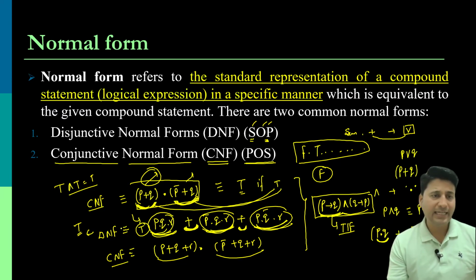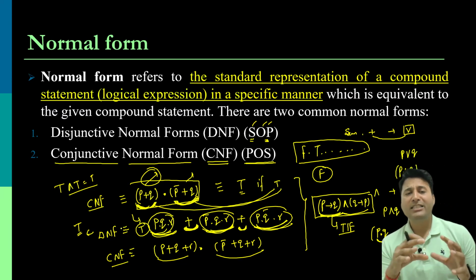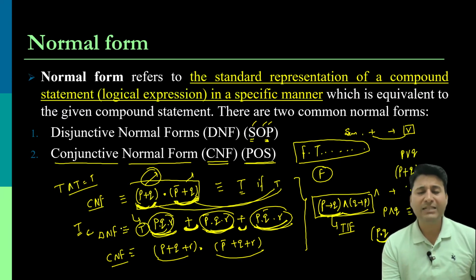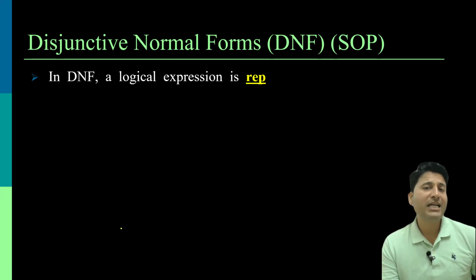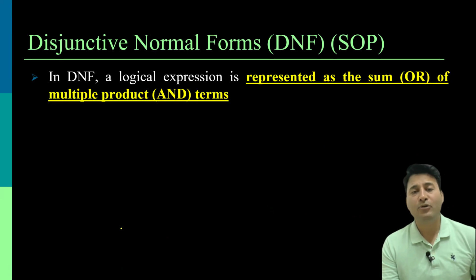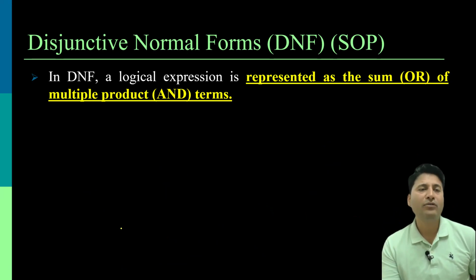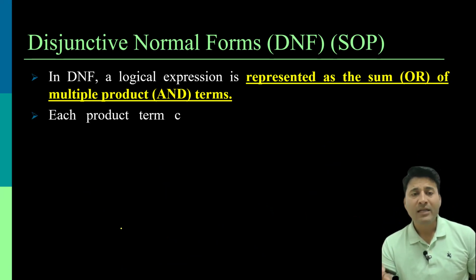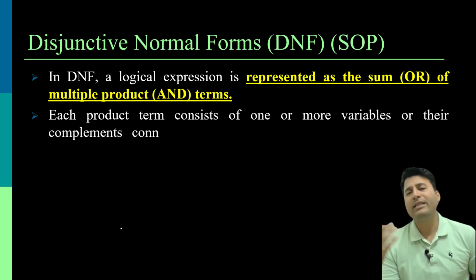Okay, now moving ahead. So this is some detail about CNF and DNF, disjunctive normal form and conjunctive normal form. If I want to quote the definition of what exactly a DNF looks like, it is a logical expression which is represented as a sum of multiple product terms, or of the AND terms. Here, each product consists of either one of the variables or all the variables.